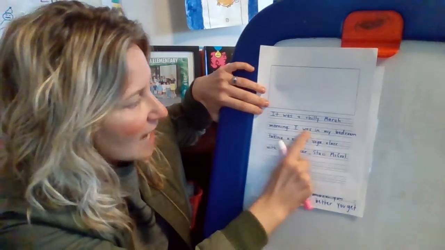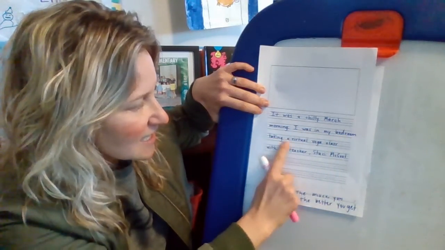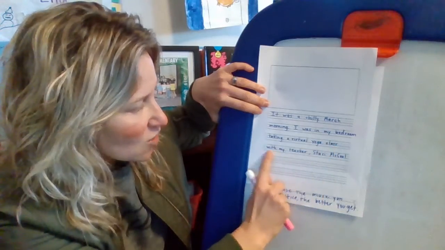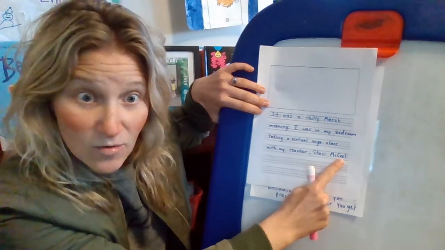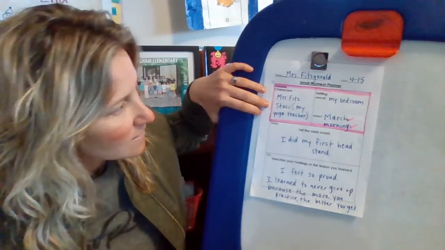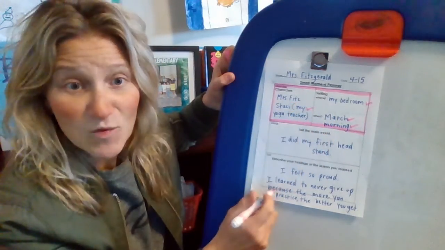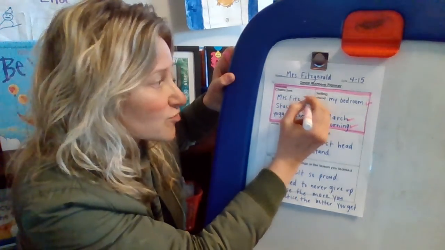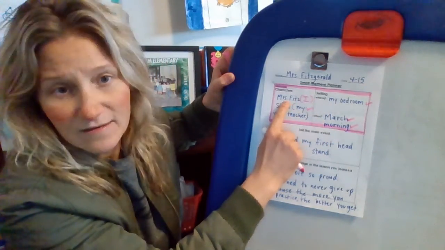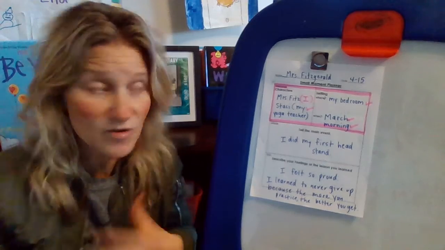Next, I wrote, I was in my bedroom taking a virtual yoga class with my teacher, Stacy McCool. So in that sentence, I shared bedroom, Stacy, and since I'm the one telling the story, I used the pronoun I, and that means Mrs. Fitz. That means me, right? So as you write these stories, you're going to be using the pronoun I because you're the one telling the story. You're like the narrator.